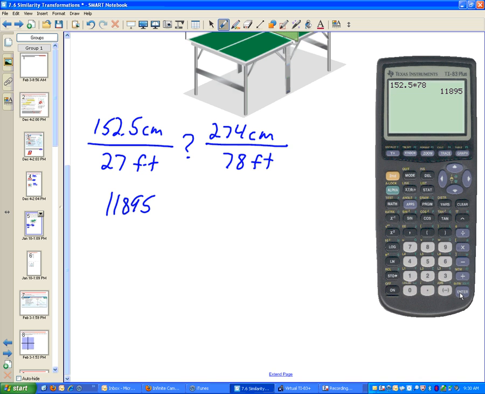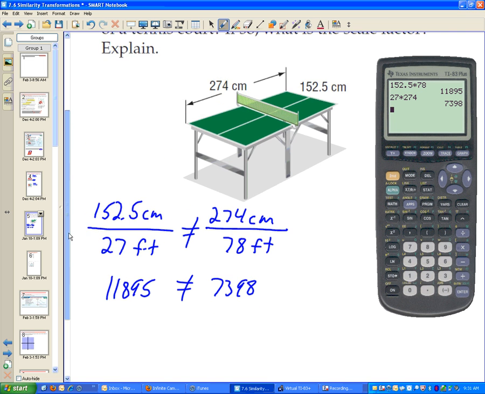Centimeter feet. And if I multiply 27 times 274, I get that in centimeter feet. Equal? Nah, they're not even all that close. So, not equal, not equal.